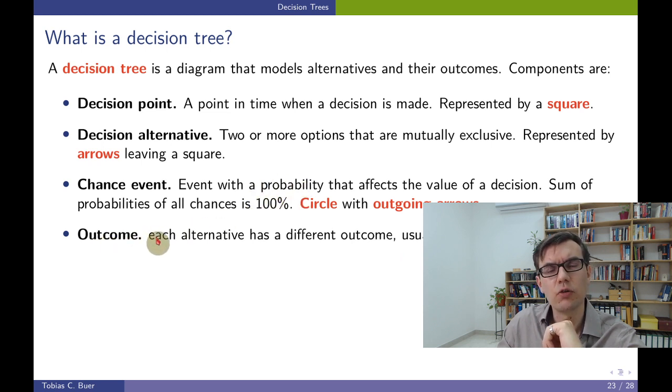And we have an outcome in our decision tree. Each alternative has a different outcome, which is usually a number. What is the outcome of going for a small factory or a big factory? What is the impact on the profit? This is the outcome.